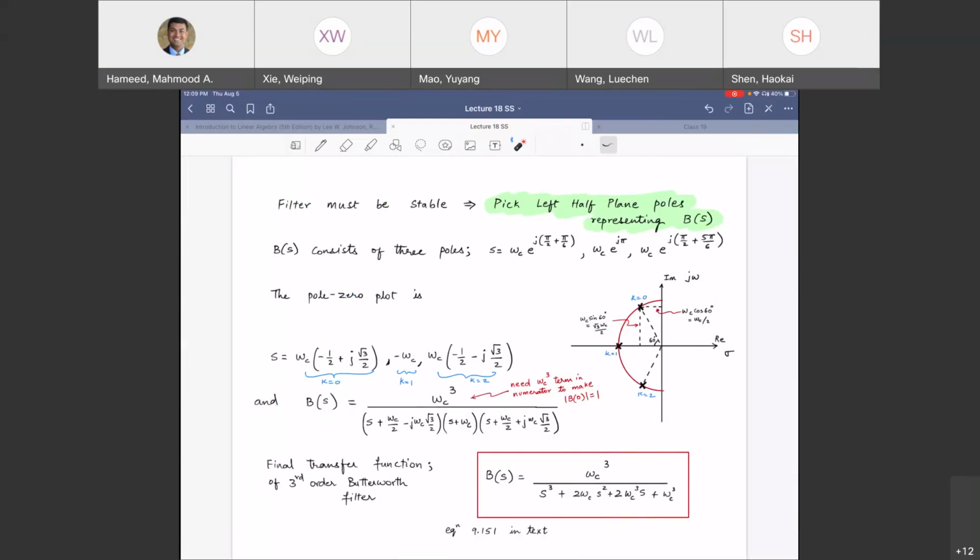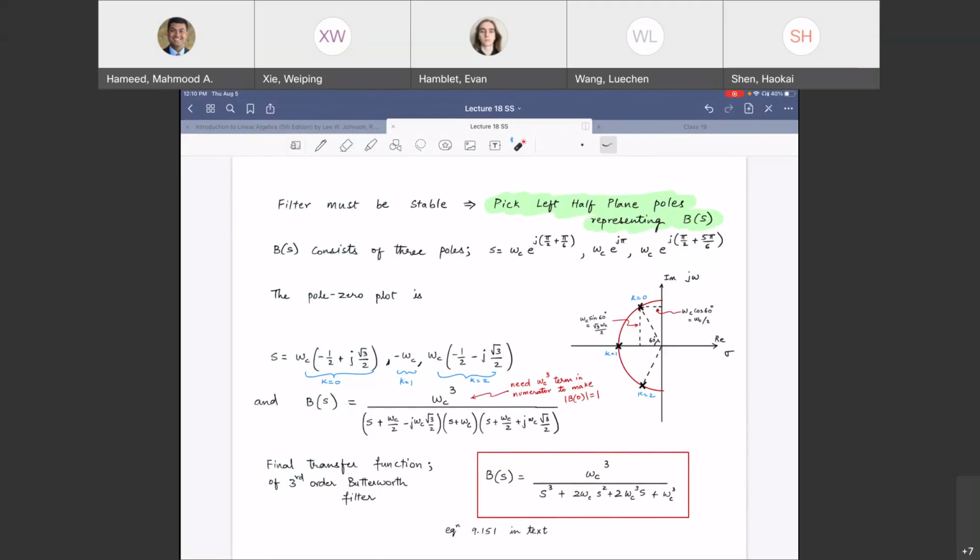But not the derivation, what I'm hoping is that for any given n order filter, you should be able to say, oh yeah, I'm going to have poles here, here, here. The angle is so much different. Right away you should be able to say the answer. That's all.